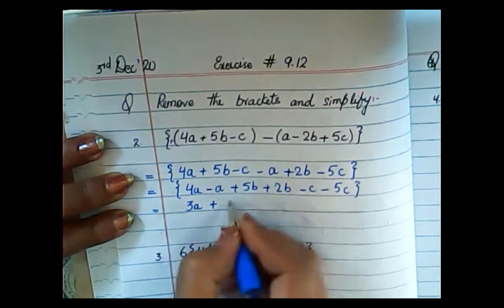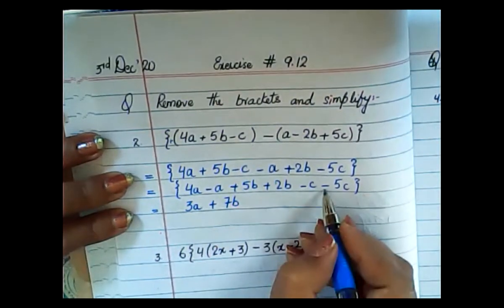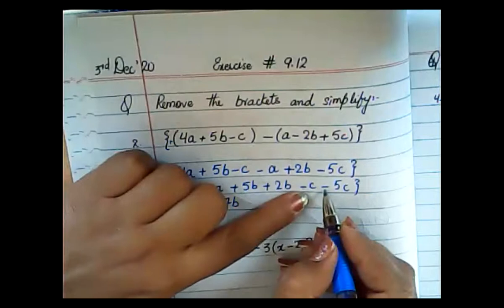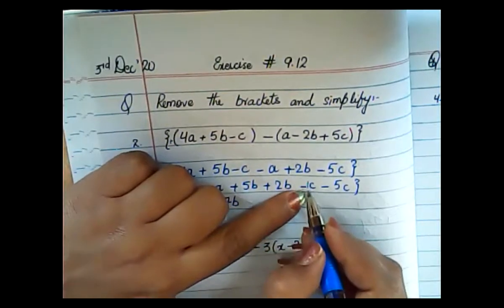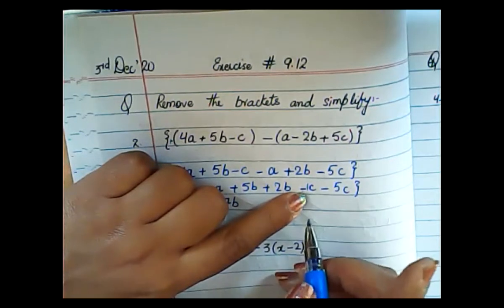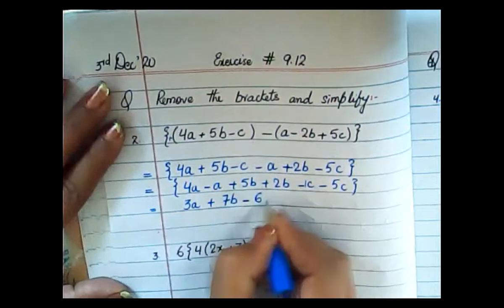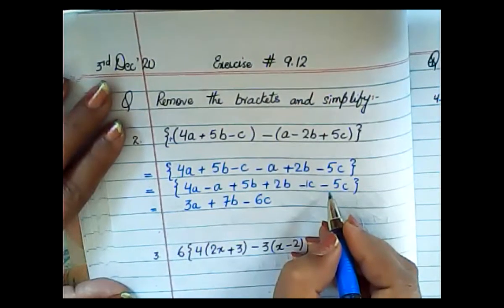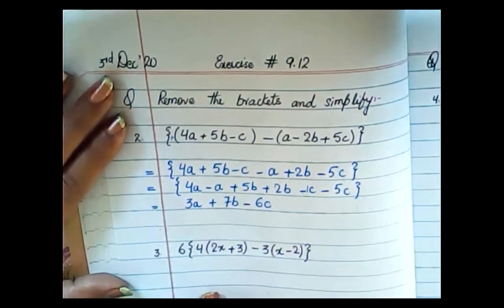7b. Now look at here. Minus c minus 5c. So minus minus will be plus, means you are going to add it together. 5 plus 1 will be 6c. But 5 is greater, so the answer will be minus 6c. We will place the sign. Yes, very good, Hamza. Minus 6c will be the answer.